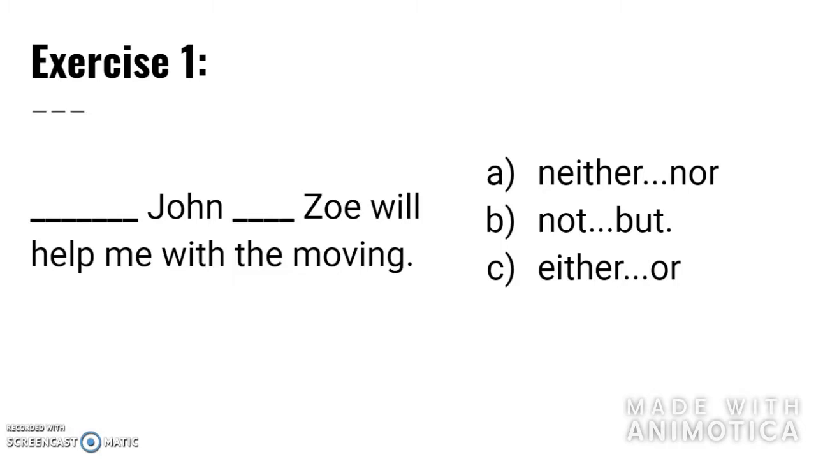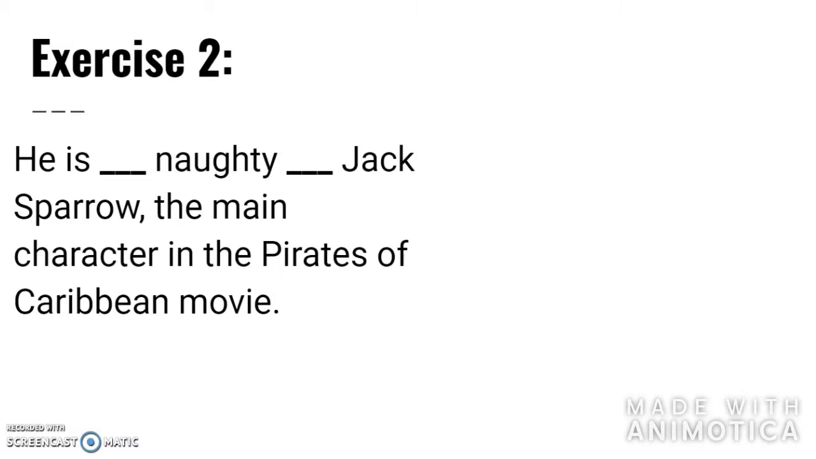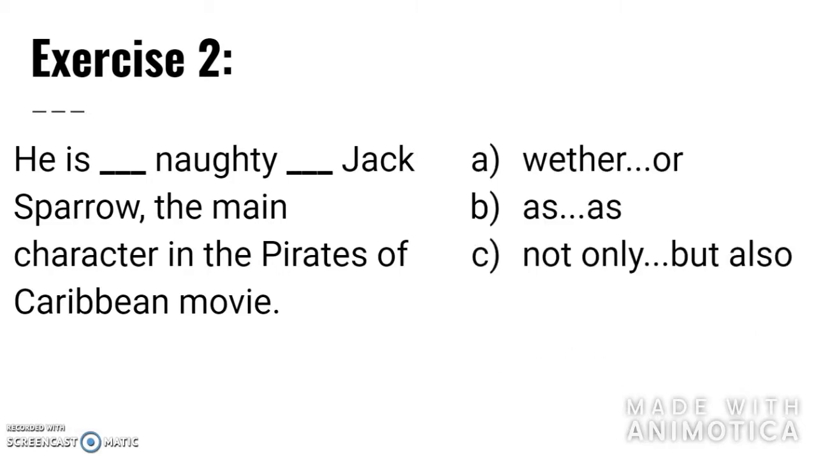In exercise 2, it says, he is blank naughty blank Jack Sparrow, the main character in the Pirates of the Caribbean movie. The alternatives are whether...or, as...as, not only...but also. In this case, the correct alternative is as...as, because it means just like, or to compare him with Jack Sparrow. So it would be: he is as naughty as Jack Sparrow, the main character in the Pirates of the Caribbean movie.